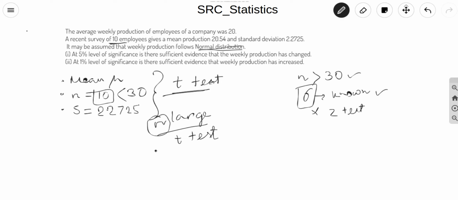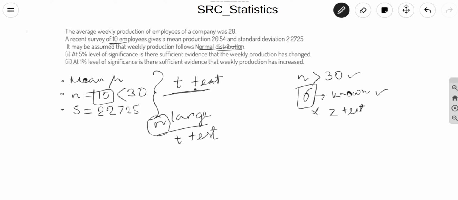So we need to understand that this is a test for mean, this is a small sample test, and the sample standard deviation is provided, the population standard deviation is not provided. So the appropriate test is t-test.